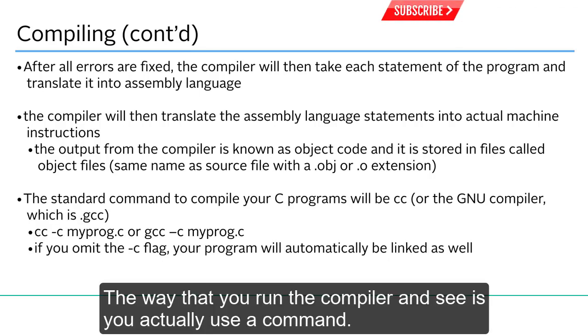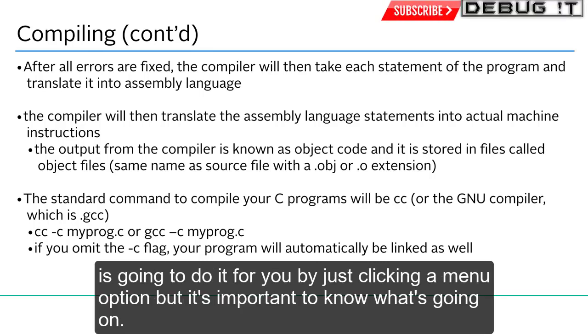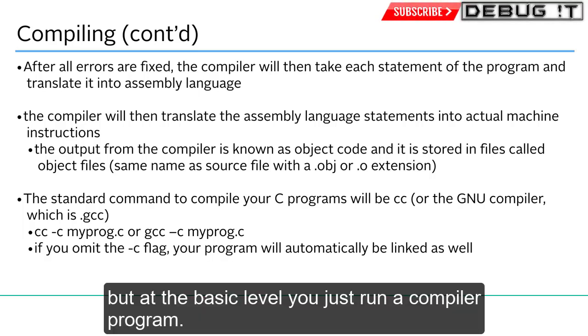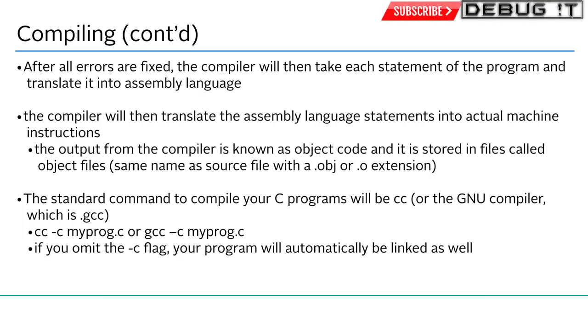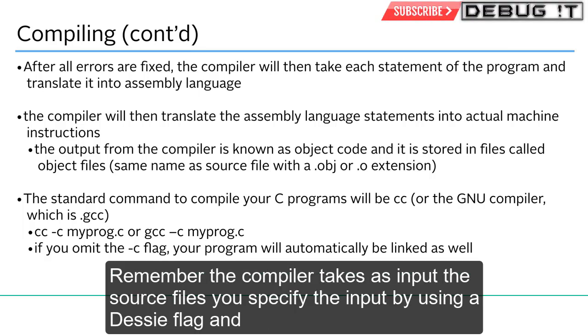The way that you run the compiler in C is you actually use a command. You probably won't need to do this much because the IDE, the editor in the integrated development environment, is going to do it for you by just clicking a menu option. But it's important to know what's going on. So when you issue the compiler command, it's typically using a GNU compiler, which is a GCC command. But at the basic level, you just run a compiler program, either CC or GCC. You run that program and then you specify the input. Remember, the compiler takes as input the source files.